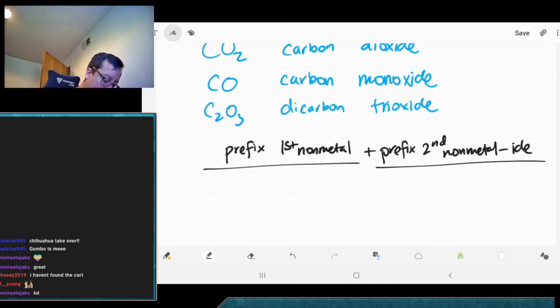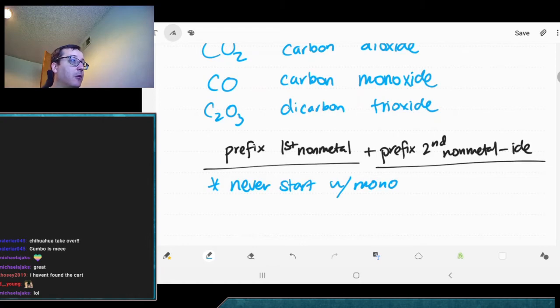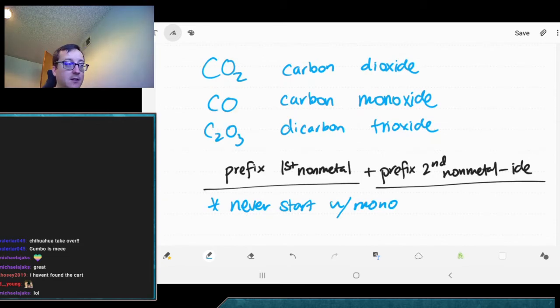One rule for us is we never start with mono. So, CO, we do not start with mono. We don't say monocarbon monoxide or monocarbon dioxide. It's assumed, if we don't say any prefix, that it's one. But we do need to include mono for the second one. So unfortunately, we don't say carbon oxide. We have to say carbon monoxide. All right, so we don't start with mono. Mono can't be part of our first nonmetal, but it can be part of the second one.